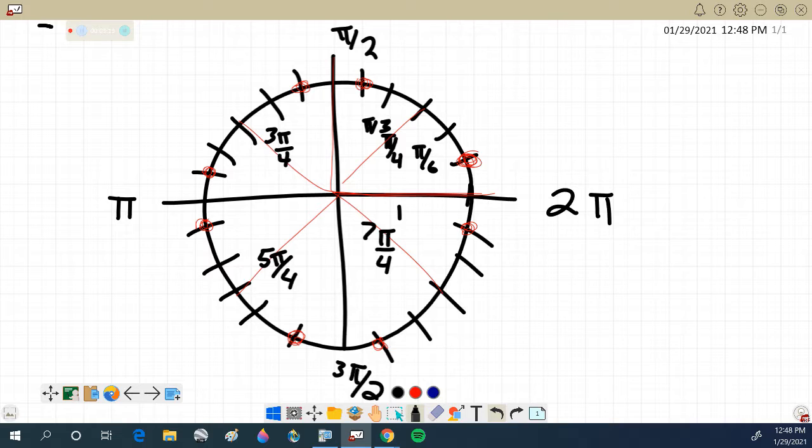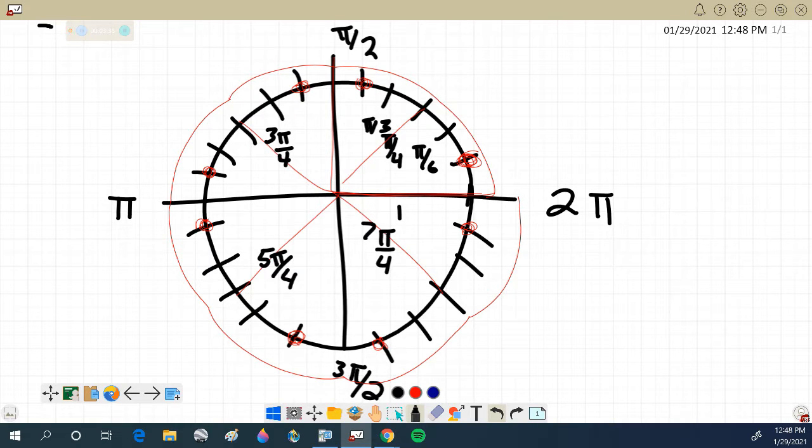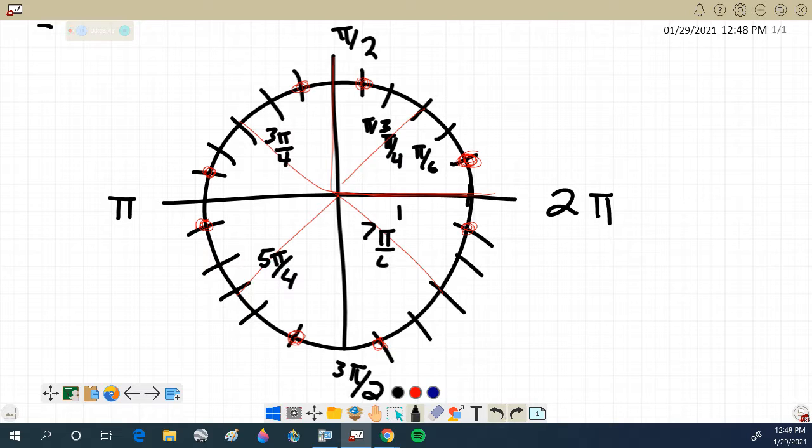Does everybody understand that? So 1/4, 2/4, 3/4, 4/4, 5/4, 6/4, which simplifies to 3 over 2, 7/4, 8/4. Does that make sense? Okay.